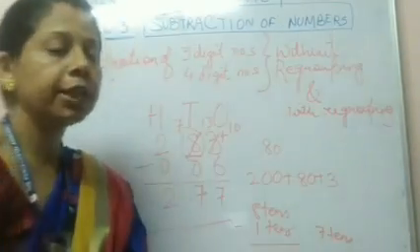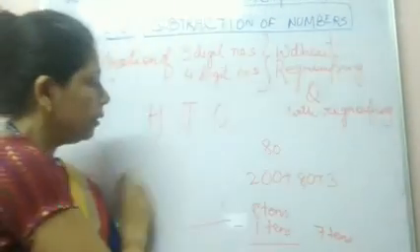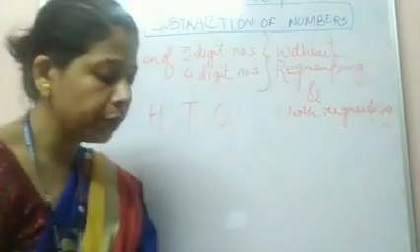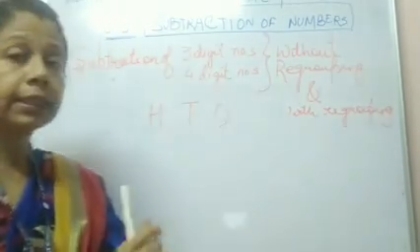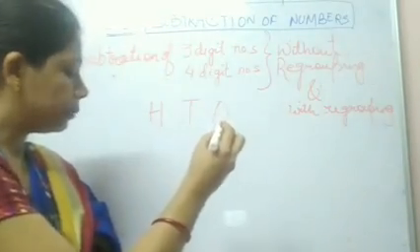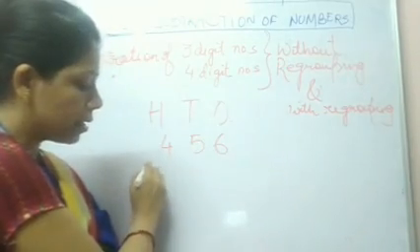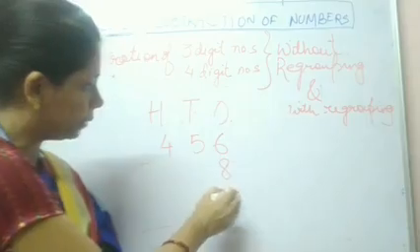Okay, let me take more examples so that you are able to understand it in a better way. With this we are doing regrouping from tens to ones. Take another example, maybe 456 minus 8.